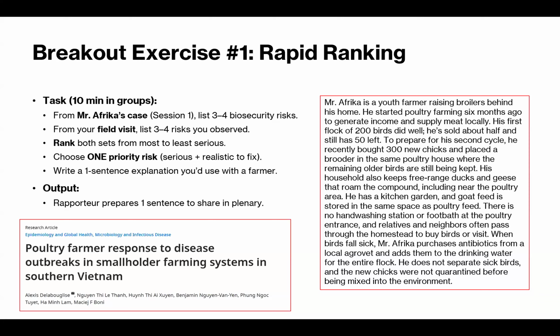Group 6. Our priority risk was mixing the old birds and the new birds, as this will lead to the spread of infections within the poultry farm. So for us, we will tell Mr. Africa to try and separate the new birds from the old birds, as we'll be explaining to him the risk that comes with mixing. Thank you.